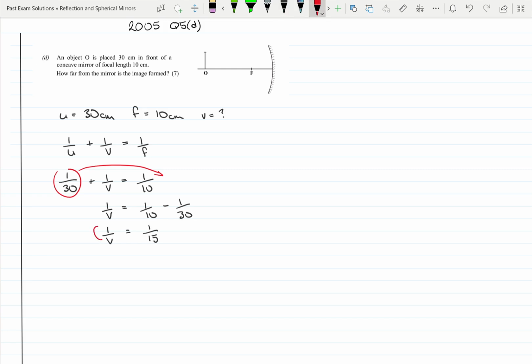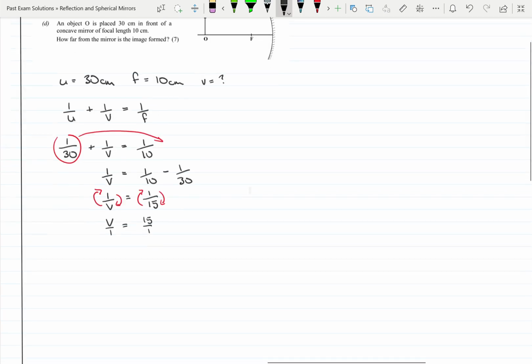Last step, we're looking for V, not 1 over V. So flip both fractions around and you get V over 1 is equals to 15 over 1. Anything divided by 1 stays the same. So V is 15 centimeters. And that is our 7-mark question complete.